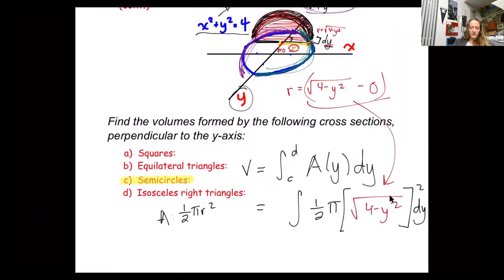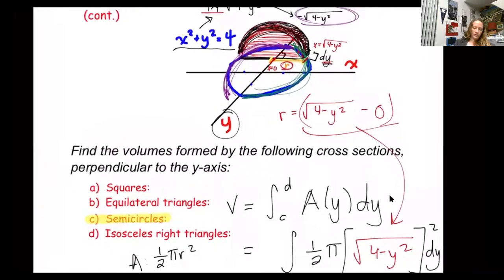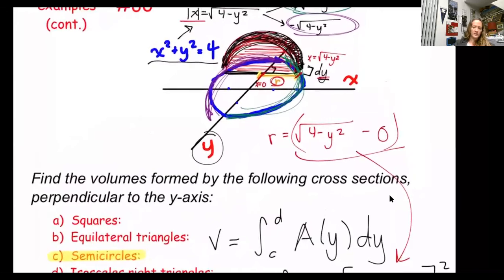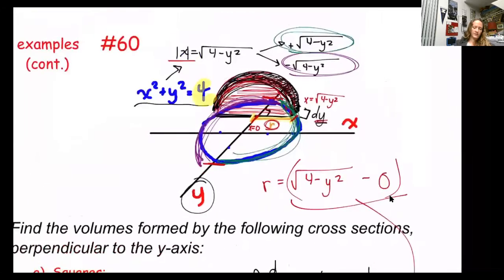And now all I'm missing are the bounds. Wait a minute. The bounds are y values. The bounds are c and d's. The bounds are how low this goes to how high this goes. How do I know how big this circle is? Do you remember x squared plus y squared is r squared? How big is the circle?